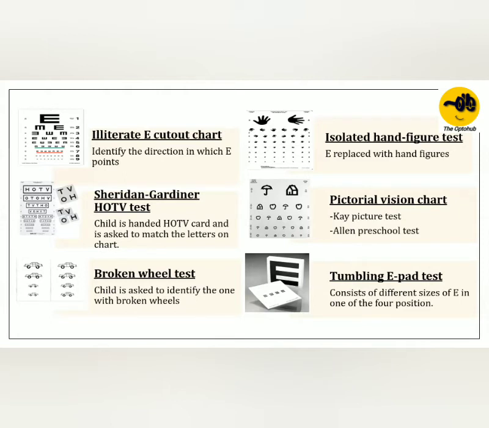तो इसमें क्या होता है कि vision charts जो हैं वो symbols की जगह पर pictures show करेंगे. ठीक है. And different type जो भी pictures होंगी that are most likely familiar to the child. So one such is K picture test and Allen preschool test. Next is a broken wheel test. Simple है, the child is asked to identify the one wheel which is broken. And then tumbling pad test. It is also similar to the illiterate E cutout chart, but it consists of different sizes of E in one of the 4 positions.